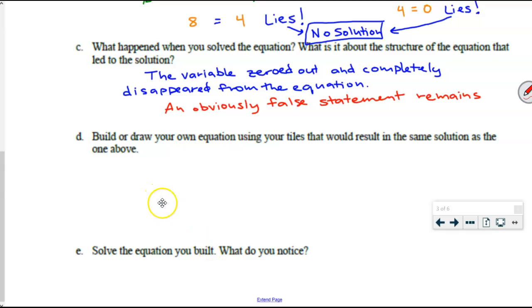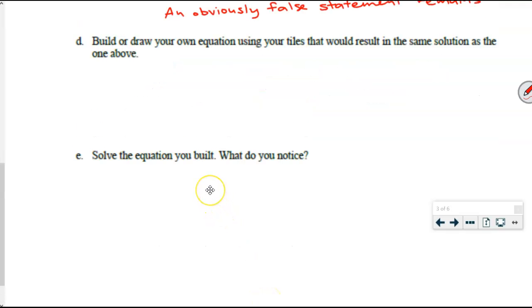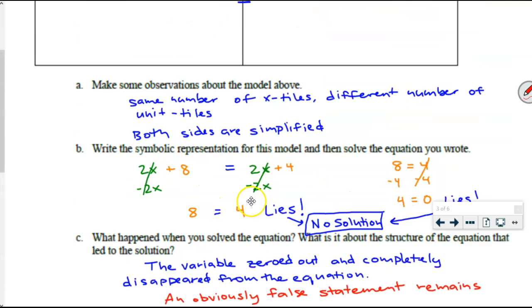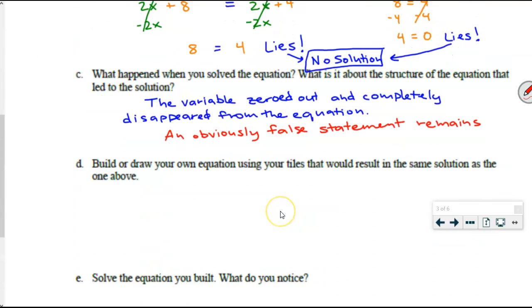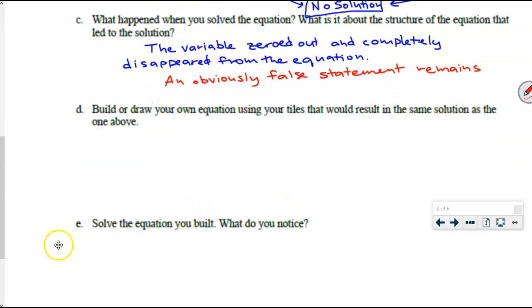What I want you to do now is D. Build or draw your own equation. You can use unit tiles. You can just make it abstractly. Write an equation that's going to produce the same result as above. We want it to end up with a lie. We want it to be no solution. Please create your own. And then with your group, solve that equation that you built. What do you notice? Pausing the recording as I do that.